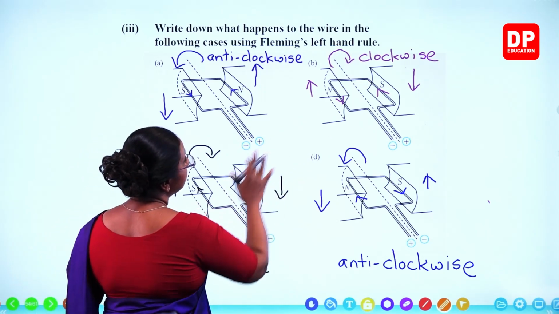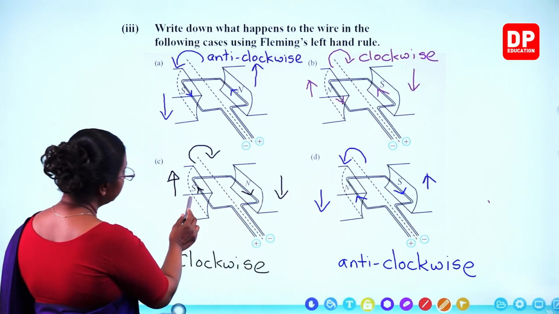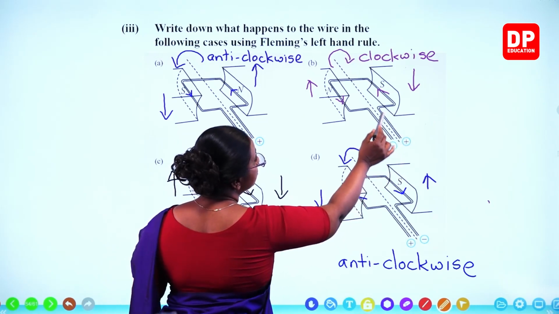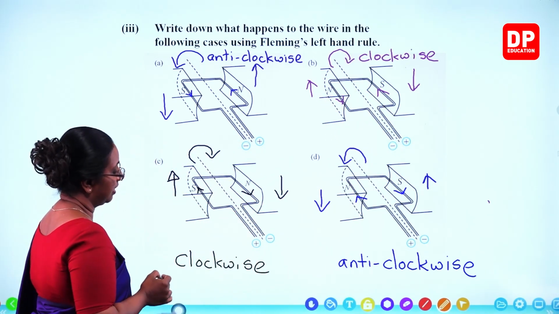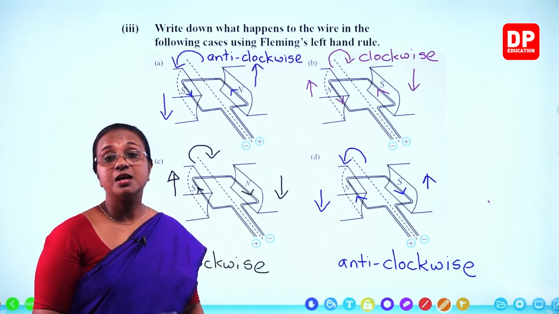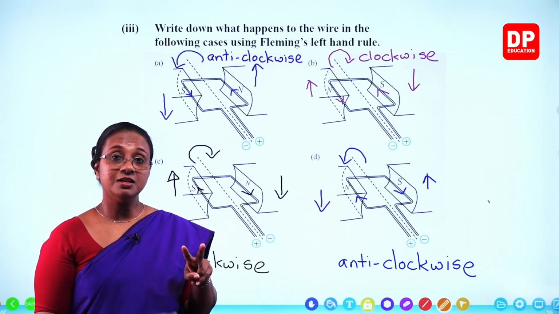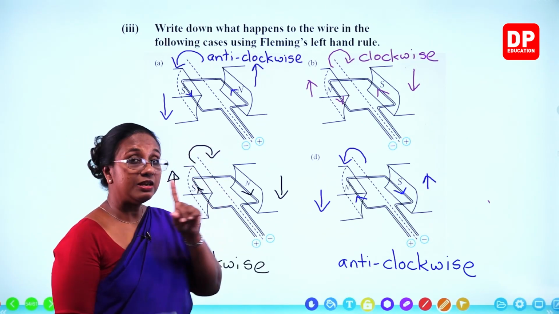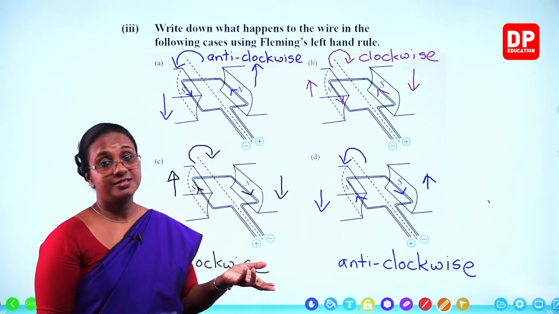If you compare these two, here also you can see magnetic field north to south, here magnetic field south to north. Here the current flow is through this plus to minus, here it is in the opposite direction. Again you can see both of them, the rotation is clockwise. So when both factors are changed, the direction remains the same. But when you change only one quantity, then the direction of rotation changes.